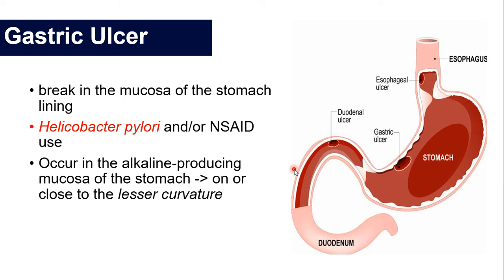Now, your gastric ulcer actually occurs in the alkaline producing mucosa of the stomach. Take note that the stomach mostly has acidic production, or your stomach is actually acidic. Now, if there are areas, for example, on or close to the lesser curvature right here, these parts of your stomach contain alkaline producing mucosa. So it may be penetrated by the acid part of your gastric contents. That's why it may perforate or produce an ulcer.